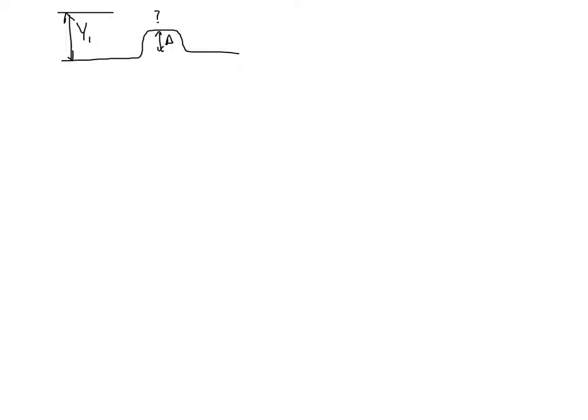Okay, today we talked about flow over a bump, and here we have open channel flow. I'm showing the upper left: open channel flow of depth y1 approaching a bump of height delta. And the question is, what is the depth on top of the bump?